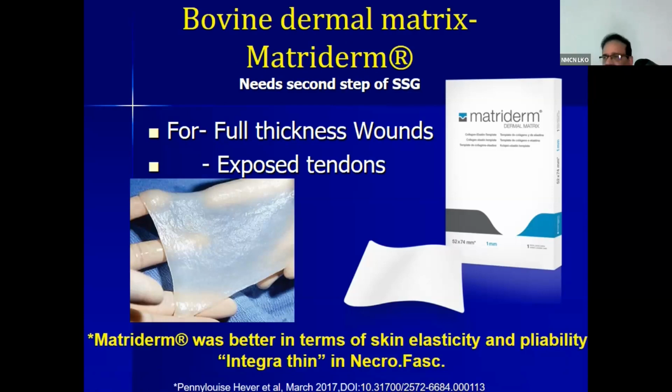A trial was done where both Integra and Matriderm were tried, and it was seen that Matriderm was better in terms of skin elasticity and pliability than Integra Thin. So wherever there is a joint, etc., Matriderm can be a better choice.